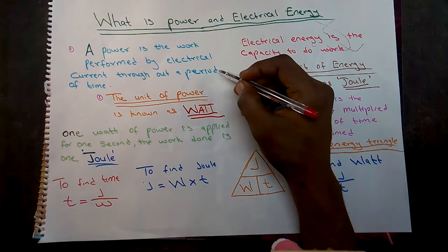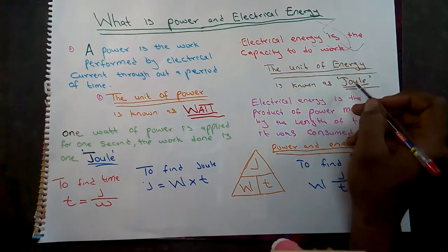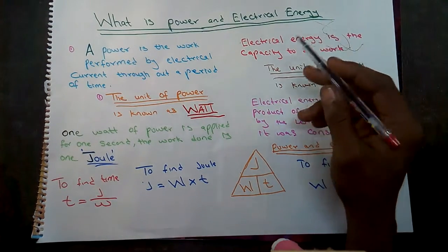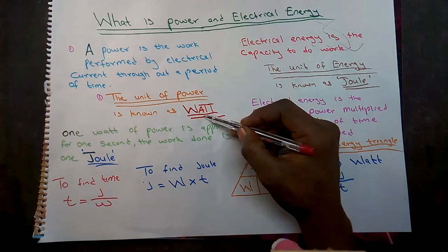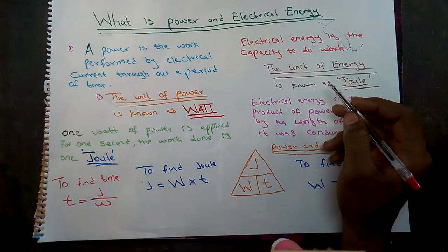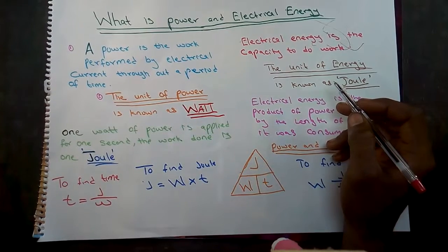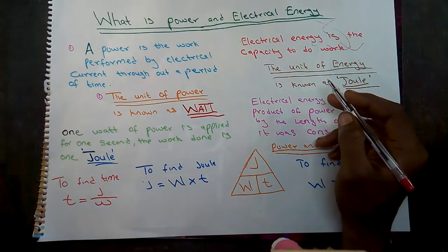Whenever you see power in electronics, that means the amount of work being done in that circuit. And whenever you see joule, which is energy, remember that I said that the unit of power is watts and the unit of energy is joule. So when you see some components that have their power rating, what they are trying to say is the amount of work that component can perform.